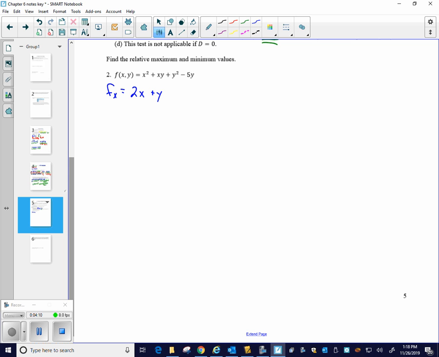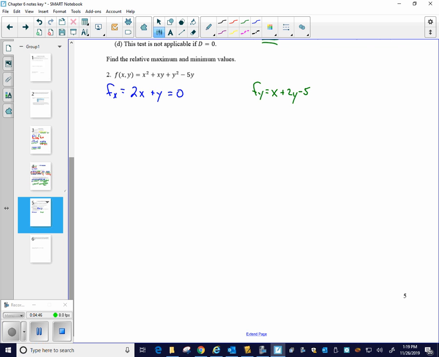I'm also going to need the partial with respect to y. x squared, that's nothing because x is constant when you take the derivative with respect to y. The derivative of xy is x. Derivative of y squared will be 2y. And the derivative of minus 5y will just be minus 5. Remember, that's only with respect to y. So, in order for a critical value to give you a critical point, you have to set it equal to 0. So we'll set that equal to 0.